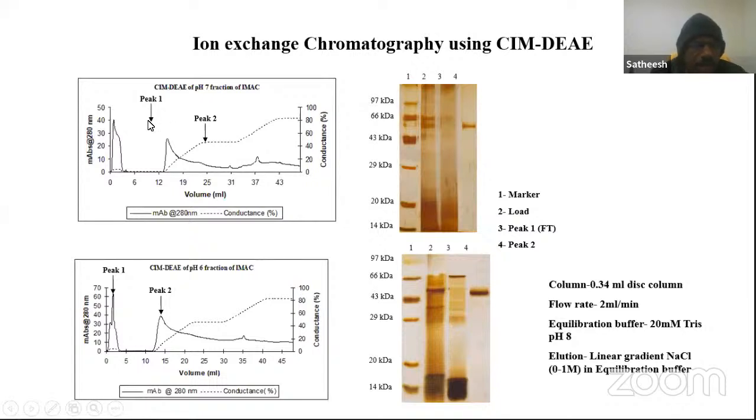You should see that this is peak 1 and this is peak 2. The arrow is somehow changed here. And here you can see that this is peak 1 and this is peak 2. So you will be getting a single band in the case of the elution fractions, in both the pH 7 fraction and the pH 6 fraction, when it was passed through SIM-DEA.